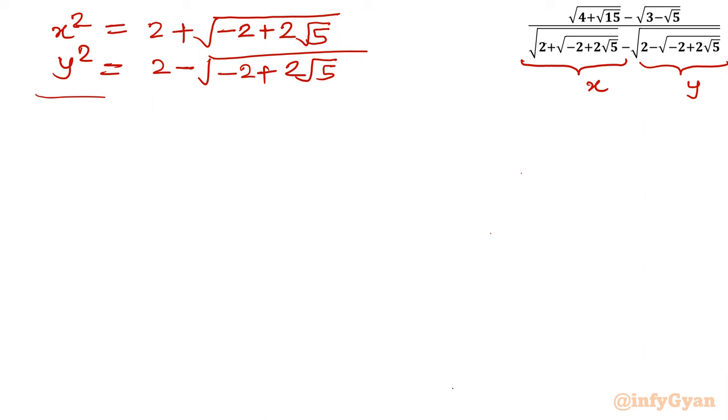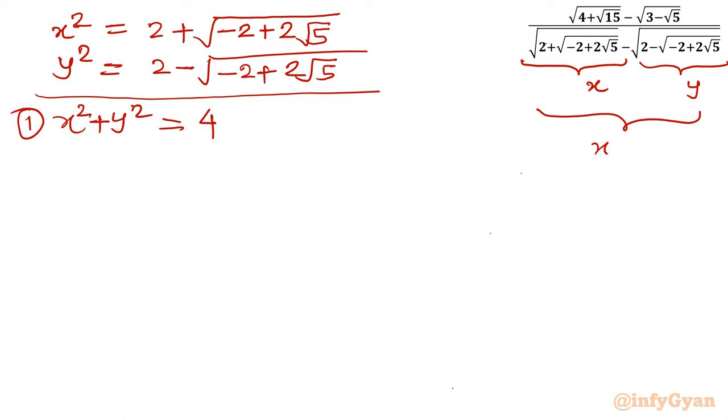Okay. I will add both: x square plus y square. It will give us 4. This is equation number 1, I will say. And one more equation is required if I want to solve. See, what I have to find out, my target is to write the value of x minus y.